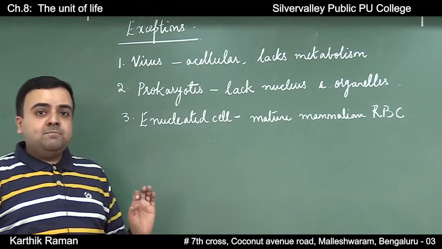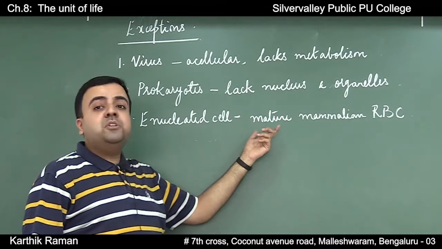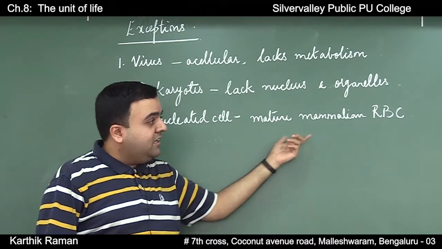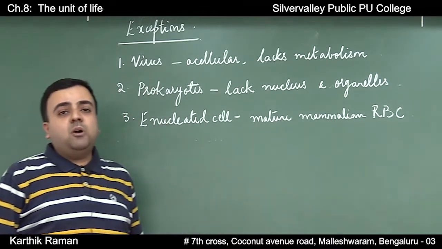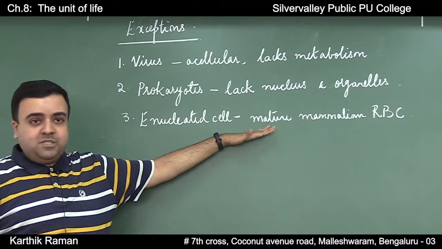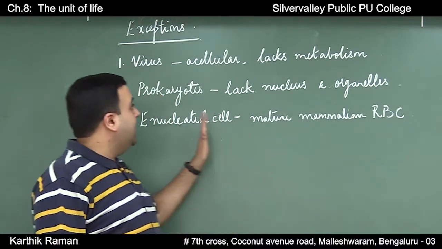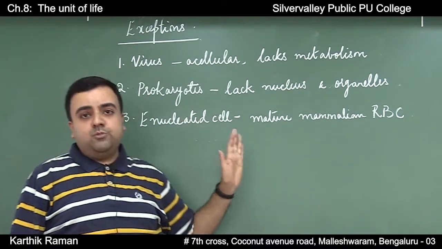At maturity, the mammalian red blood cell does not possess a nucleus, but still it is going to obey the cell postulates of the cell theory. So that is why this is an exception. So that would be the theory that we already discussed, and these are the exceptions to the rule.